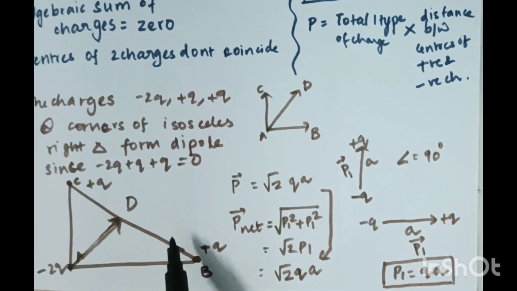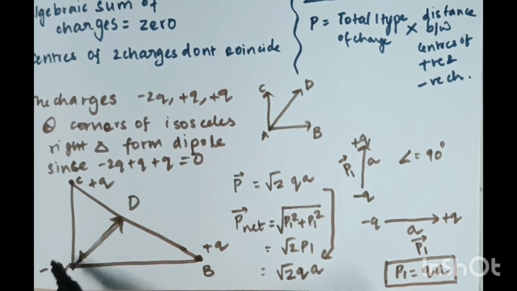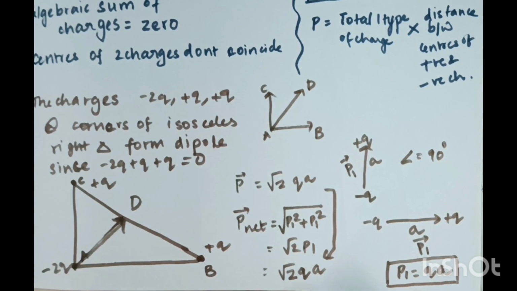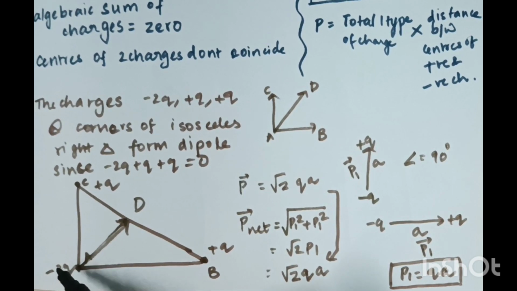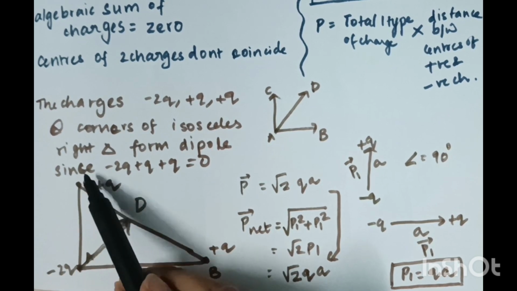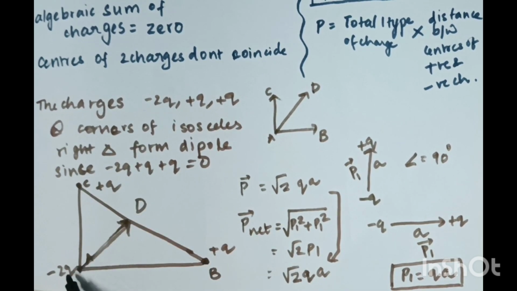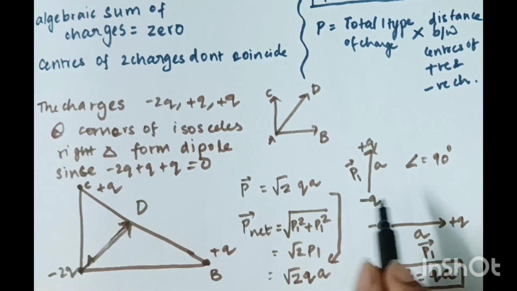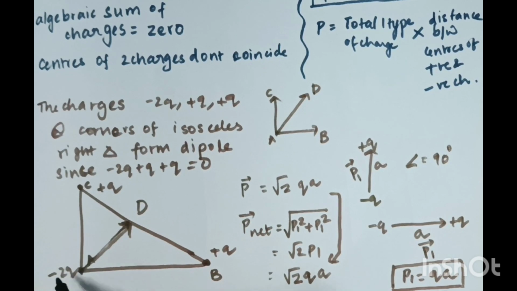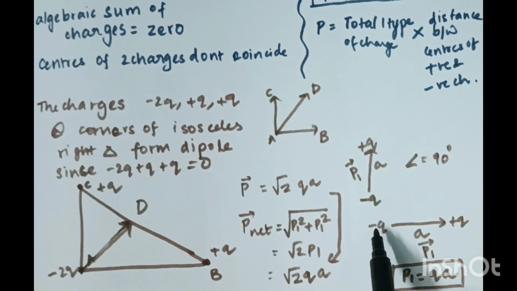So this is the dipole. I can assume minus q and minus q, because on addition we are going to get minus 2q only. So this minus q and this plus q will be one dipole, and this minus q and this plus q will be another dipole. So what will be the direction? I am splitting this minus 2q like minus q and minus q.